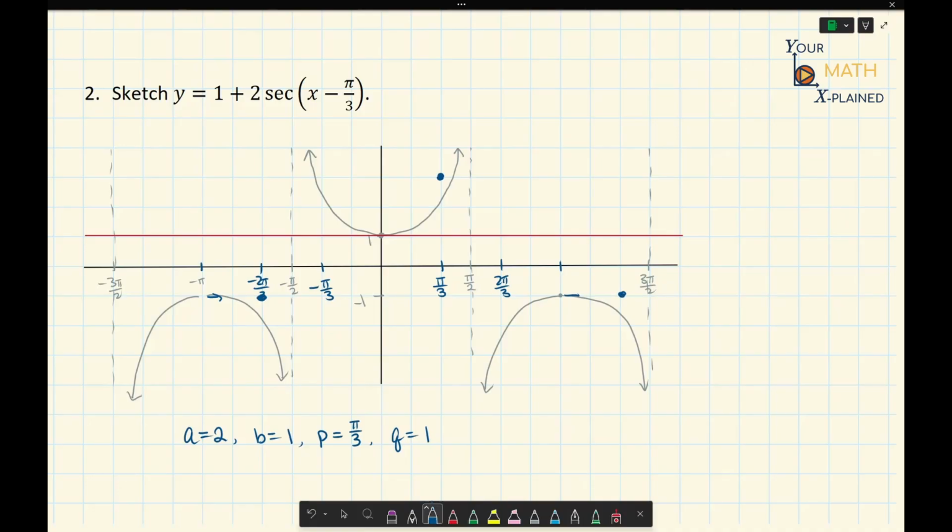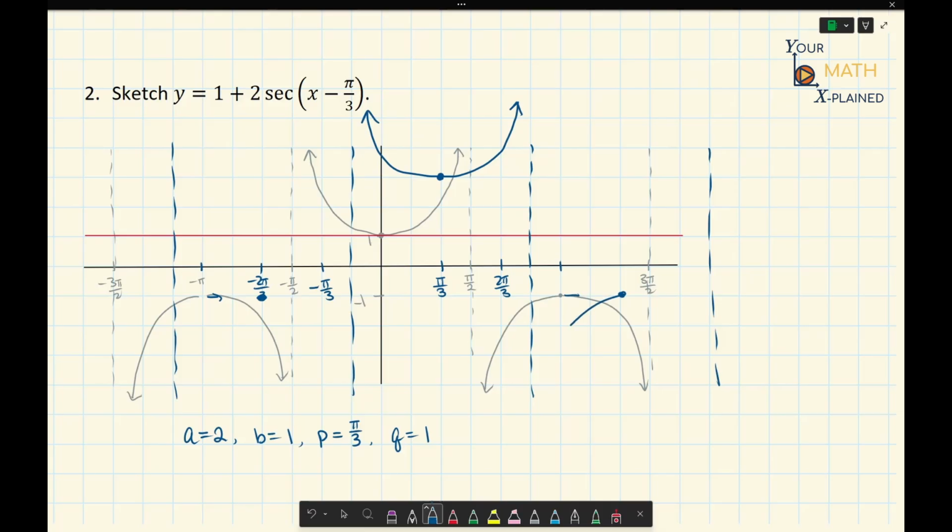And same thing with these vertical asymptotes, they're also going to be shifted pi over 3 units to the right. So that means our new vertical asymptotes are going to be right here, right here, right over here, and right over here. Now the spacing between these vertical asymptotes stayed the same because our b value here is 1, which means we didn't have any horizontal compression or expansion. So this transformed secant function is going to look like this.